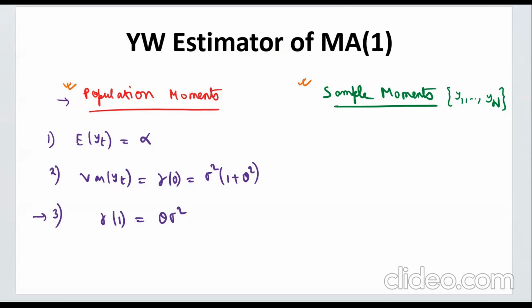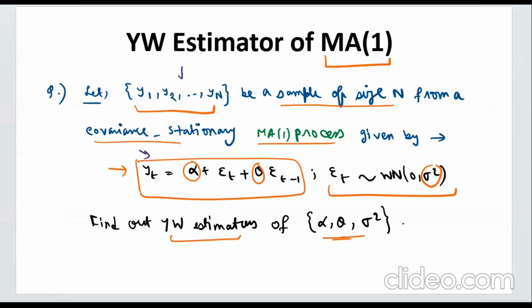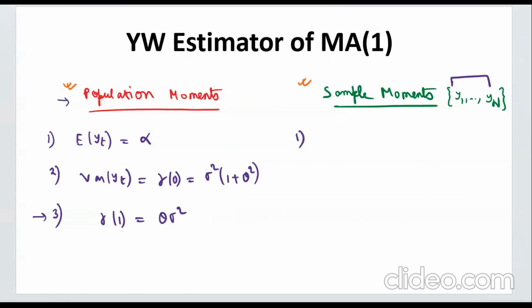Now, in order to estimate them, we need to find out the sample counterpart of it. So sample moments or sample counterpart of population moments will be in terms of y's, because y's are known to us, y1, y2, yn. This data set is already given to us. This is how we started the question, that y1, y2, yn, these are the sample of size n and this is given to us. And this is taken from this MA1 process. This is the assumption that we have made. So let's see how to write the sample moments.